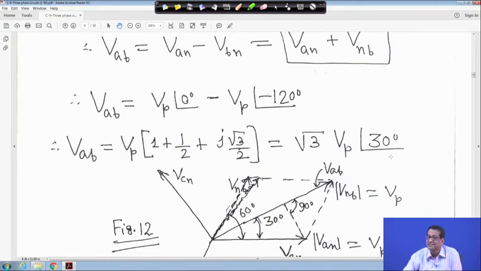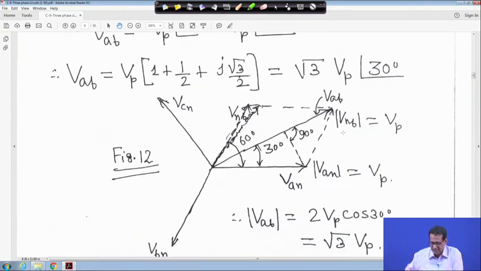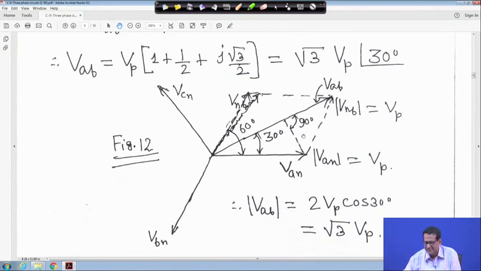voltage angle 30 degree. Now if you look into this phasor diagram, suppose, it is very simple, just have a look, only understanding is required.